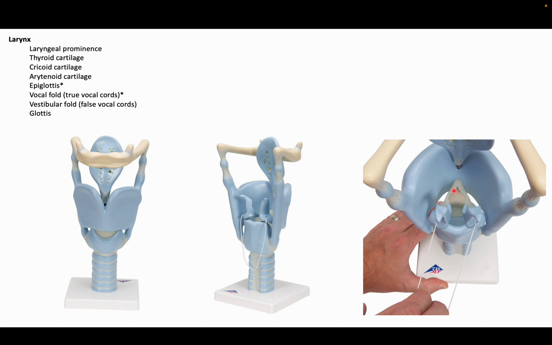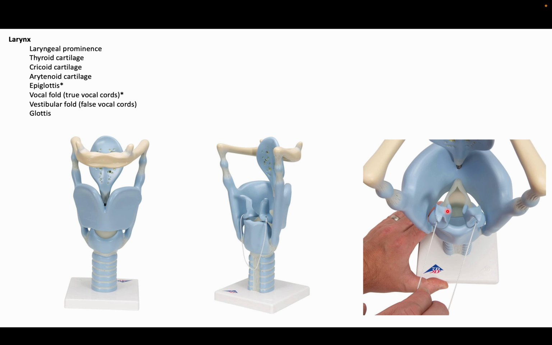We have the vestibular fold, which is actually what you can see on this top portion right here. These are your false vocal cords because they don't produce sound. Instead, they protect the vocal folds. The vocal folds are your true vocal cords. The vocal folds are actually underneath the vestibular fold. Underneath, you're going to find the vocal folds. These are the ones that actually produce the true vibration and help you with speech.